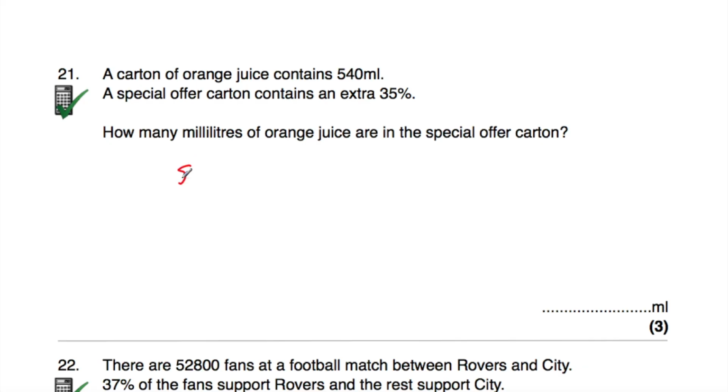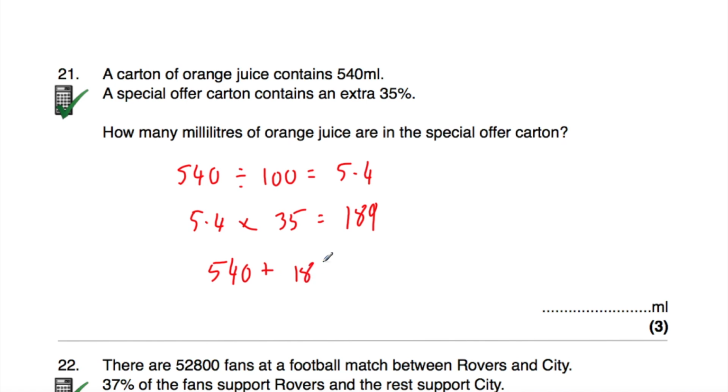So let's take the 540 and divide it by 100 to find 1%, and that's equal to 5.4. Then if we take the 5.4 and multiply that by 35, that'll tell us what 35% of 540 is. So 5.4 multiplied by 35 is equal to 189. So that means there's 189 extra millilitres in the special offer carton. So if we take the 540 and add 189, that's equal to 729. So there are 729 millilitres in the special offer carton.